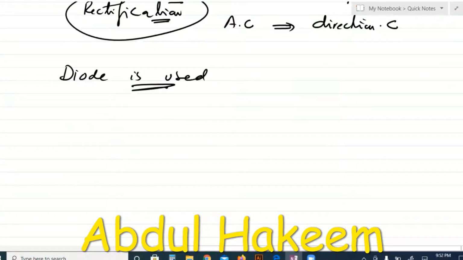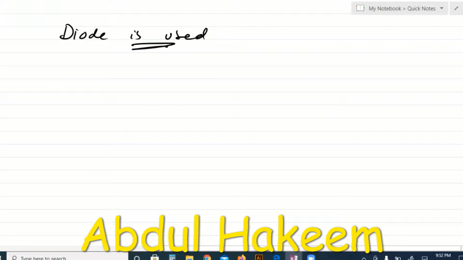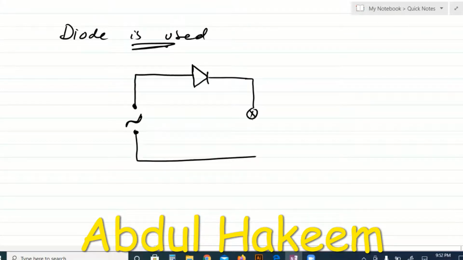We have done half-wave rectification in O-level. For example, this is the low voltage alternating current supply. A diode is connected in series, and then suppose a lamp is connected with it. So when a CRO is connected between these two terminals, this is the wave trace on the CRO. This is alternating.